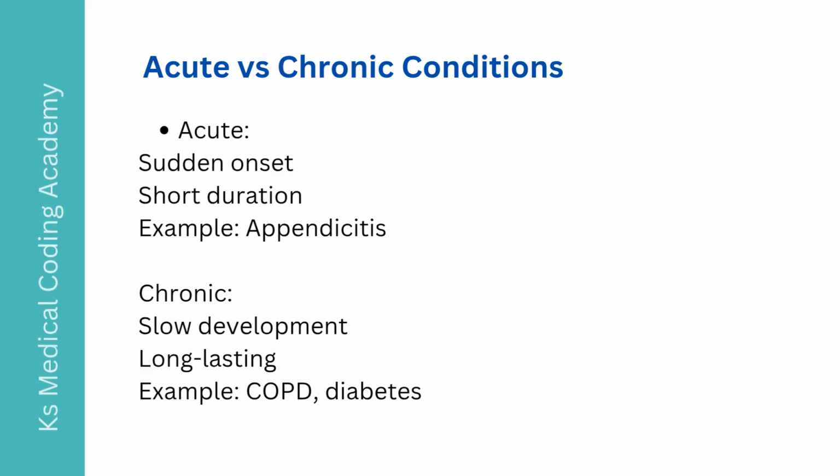Acute versus chronic conditions. Acute conditions start suddenly and last for a short time, like appendicitis. Chronic conditions develop slowly and last for months or years, like COPD or diabetes. ICD-10 distinguishes between acute, chronic, and sometimes acute on chronic states, so coders must always capture the correct severity.